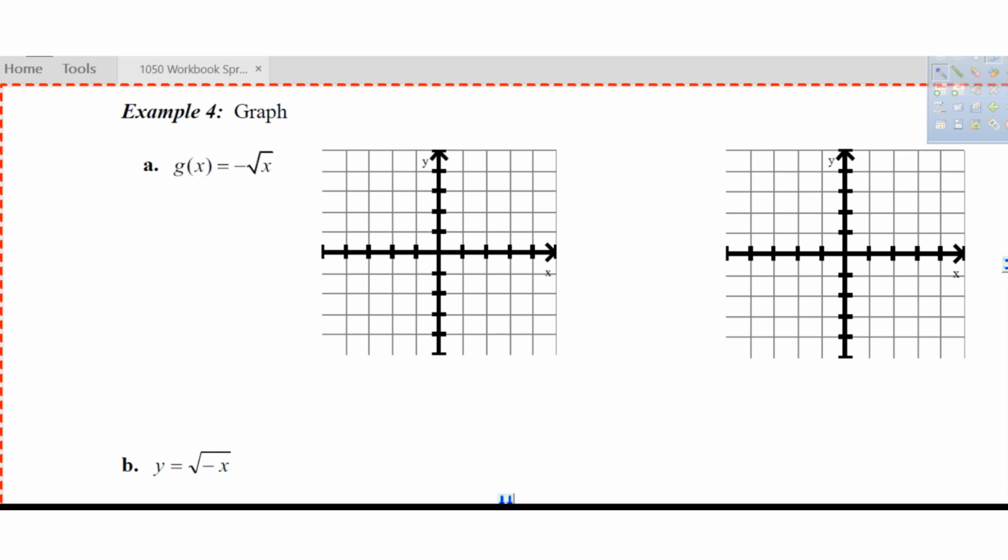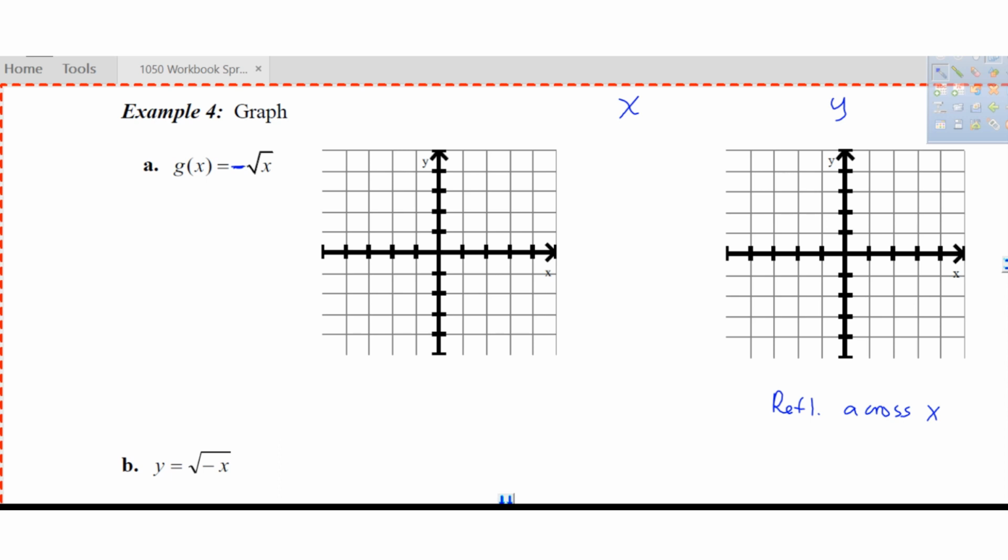So what comes first, X or Y? X, right? So X comes first and Y comes second. So watch how easy. If the negative comes first, then that's a reflection across the X. So over here, I'm going to put reflection across the X. If the negative does not come first, do you see here on B how the negative is not in the front? It's not first.